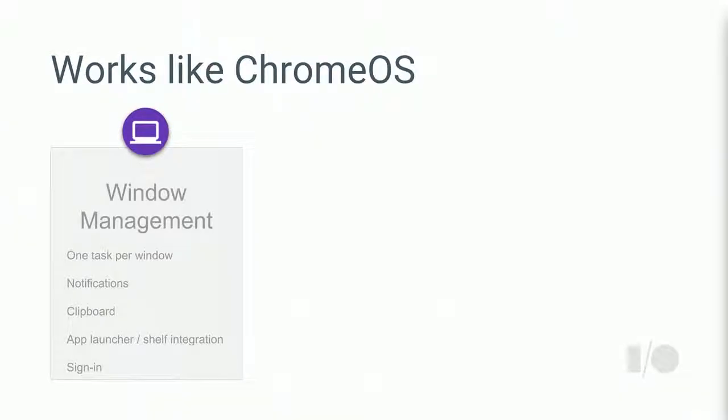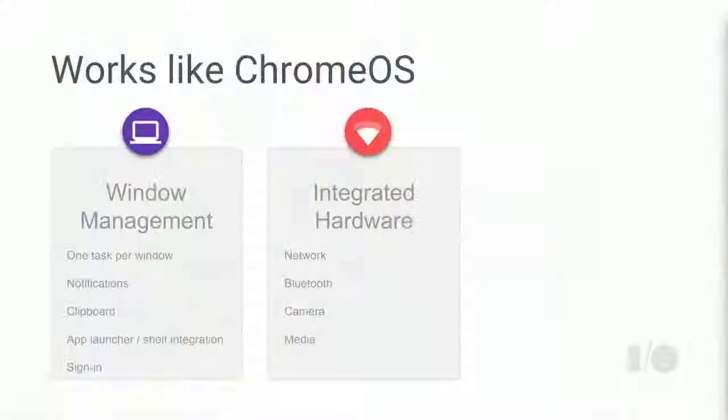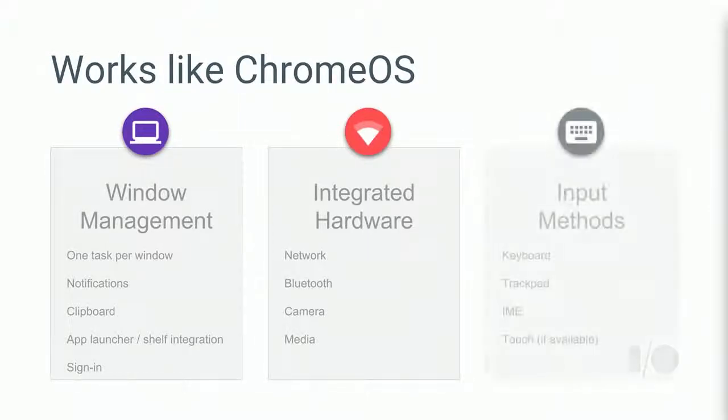Every task runs in its own window. You get Android notifications together with Chrome OS's. There's just one app launcher and shelf. Sign-in information will be shared between operating systems, so you don't have to log in twice. You're also able to share files in the downloads folder as well. Hardware is also integrated, so you still get connectivity through Wi-Fi and Bluetooth. Camera, microphone, audio, and video still work. All of Chrome OS's input mechanisms are still plumbed through your application. So keyboard and trackpad events will be delivered to your application, and also touch events if the Chromebook supports it.